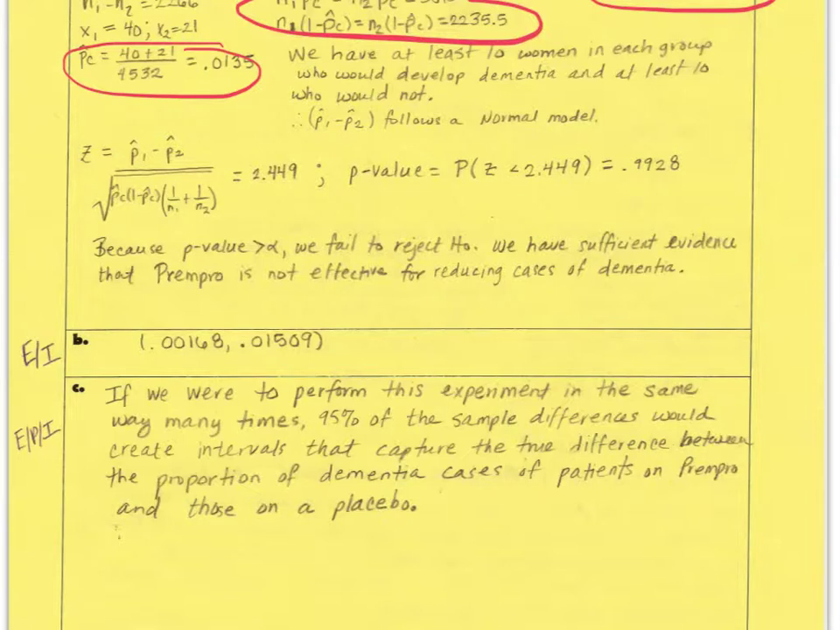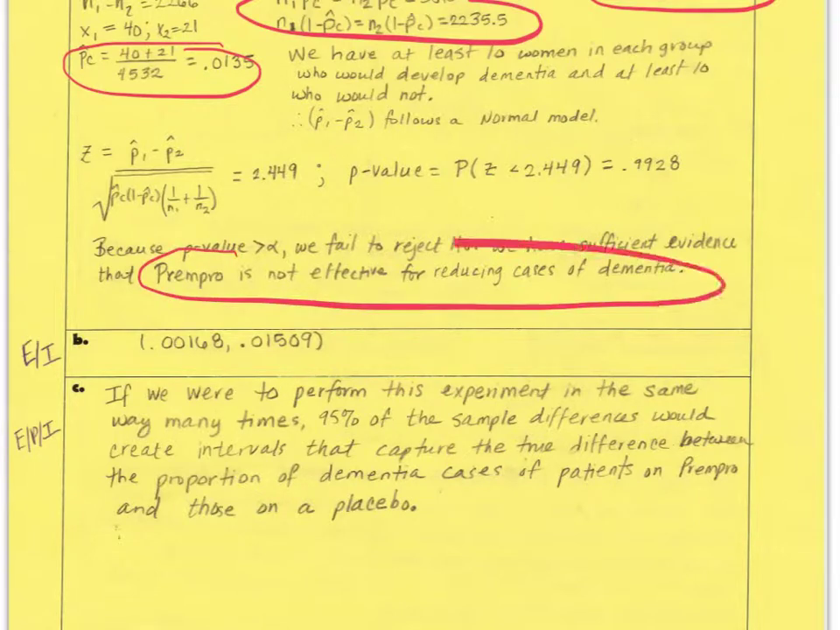In the conclusion, make sure that you answer the question that was being asked. You don't want to say that we have sufficient evidence that the proportion on PremPro who developed dementia is equal to the proportion on the placebo. That's not what the researchers wanted to know. They wanted to know whether or not PremPro was an effective drug in reducing the cases of Alzheimer's. So you want to make sure that you discuss that in your conclusion.